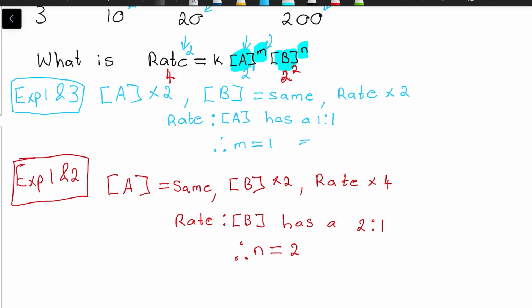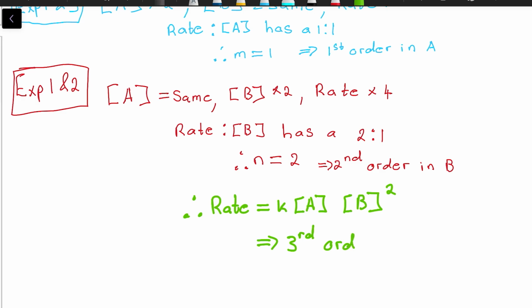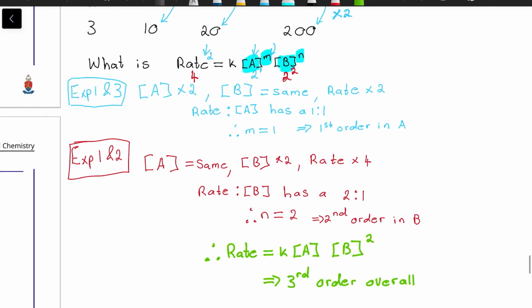All right, so that makes the reaction first order in A, and it makes it second order in B. And finally, we have rate equals k[A][B] squared, oh no, not A squared, just k[A], [B] squared, and therefore it is third order overall. And that's then how you determine a rate law.